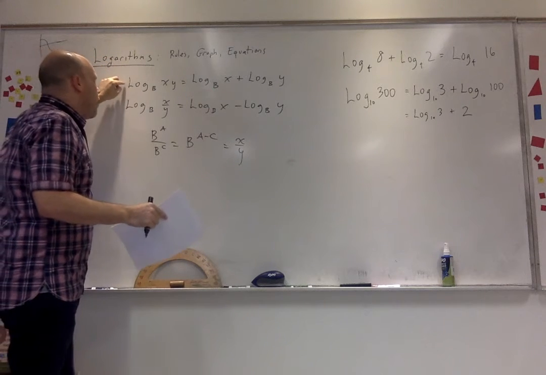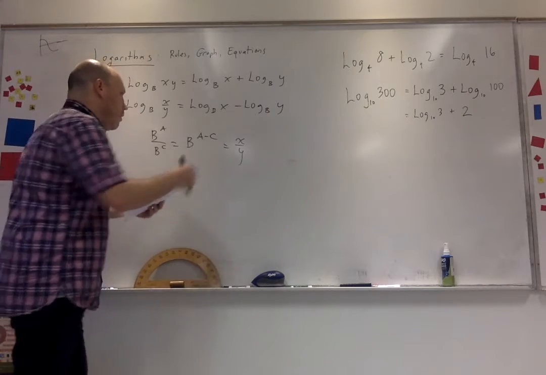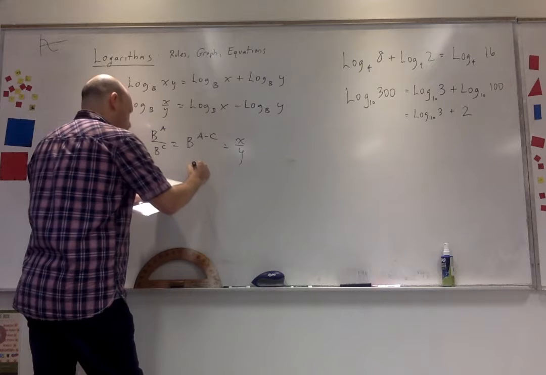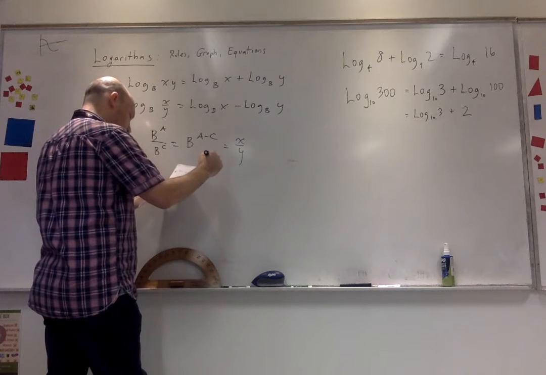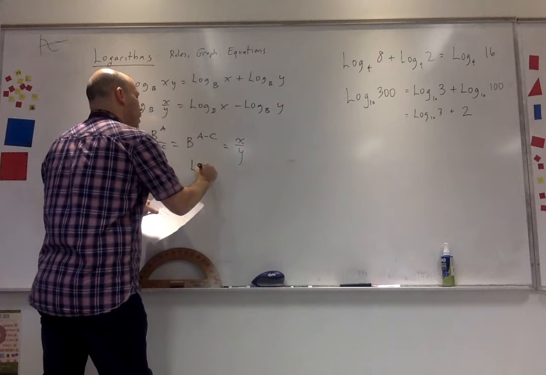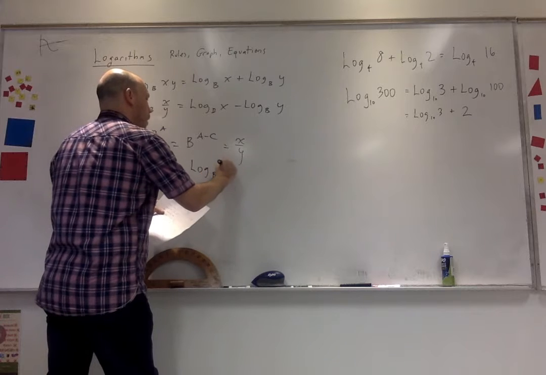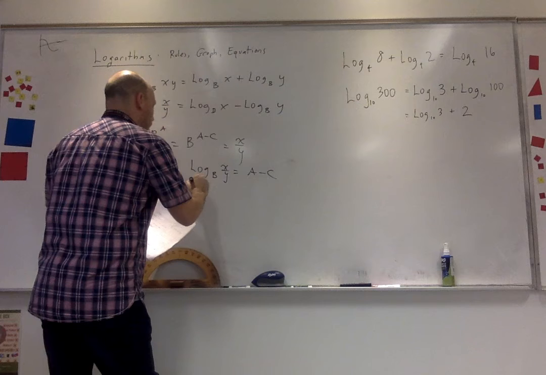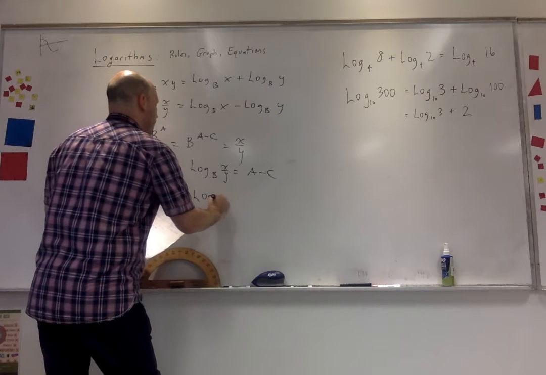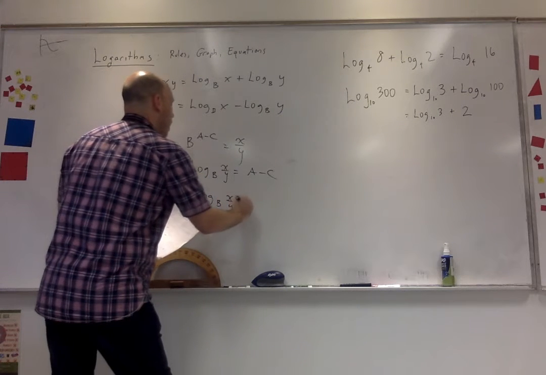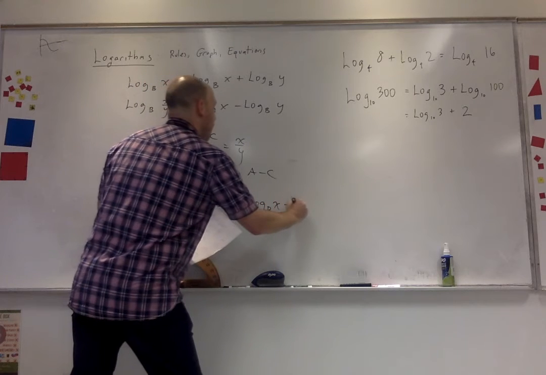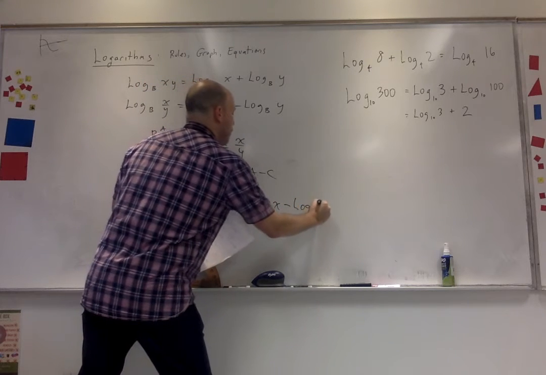We're still using the formulas or the equations we set up for the first one. This is x divided by y. So we have the log base b of x divided by y is equal to a minus c. And so we have the log base b of x divided by y is equal to the log base b of x minus the log base b of y.